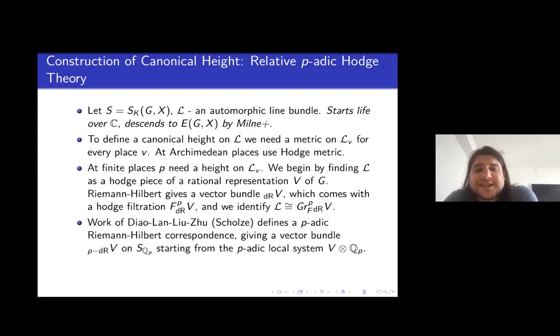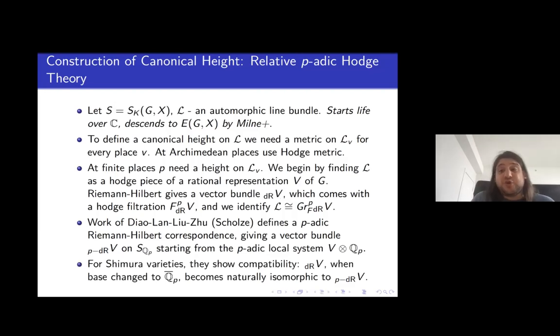Now, the nice thing about this is that recent work of Lu Zhu and then subsequent work with Diao and Lan, all strongly influenced by the defining work of Scholze, they actually managed to construct a p-adic Riemann-Hilbert correspondence. So if you start with a p-adic local system, a genuine étale local system now, they give a vector bundle on the corresponding algebraic variety over Q_p, which I'm going to call V sub p de Rham. This is their notation. So classic Riemann-Hilbert is V de Rham, and this p-adic Riemann-Hilbert is V sub p de Rham.